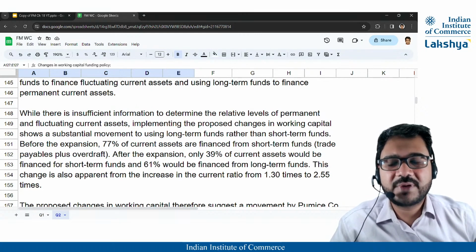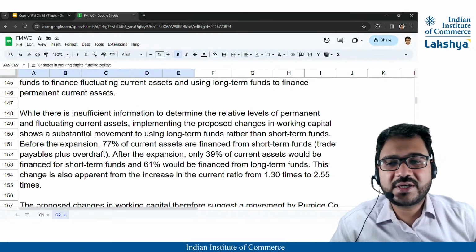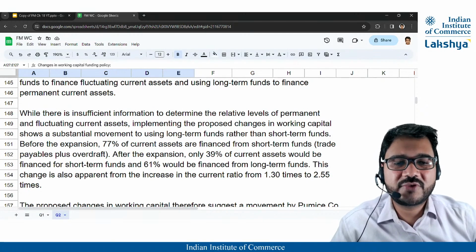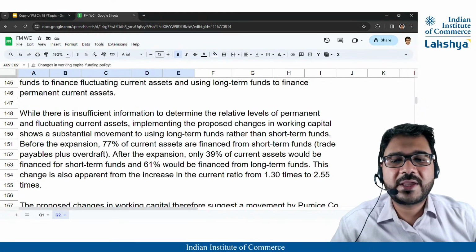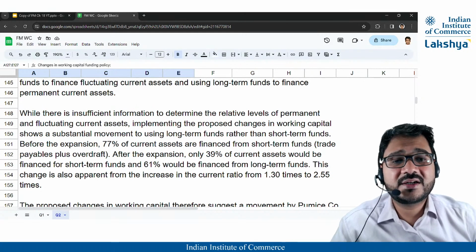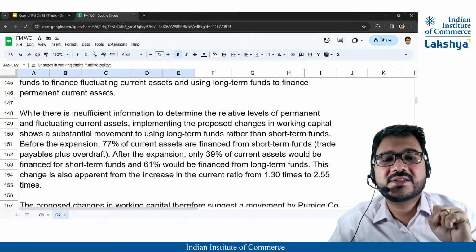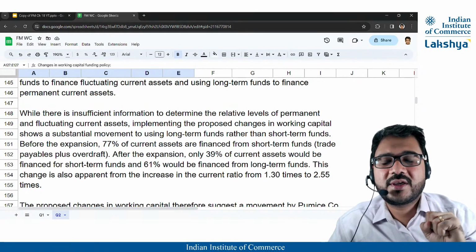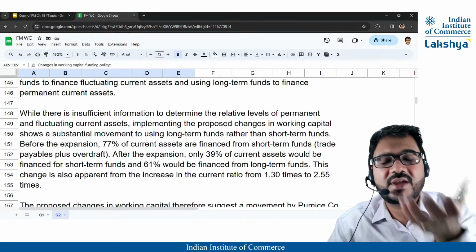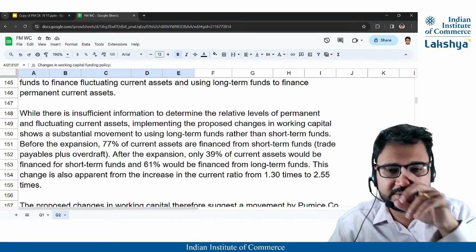That is trade payables plus overdraft. After expansion, only 39% of your current assets were financed by short-term and 61% was financed from long-term funds. This change is also apparent in the increase of the current ratio from 1.3 to 2.55. So what is current ratio? Current assets to current liability. So the proportion of current assets improved. Okay. Or you could say the funding by current liabilities has reduced. More funding is done by long-term liabilities.